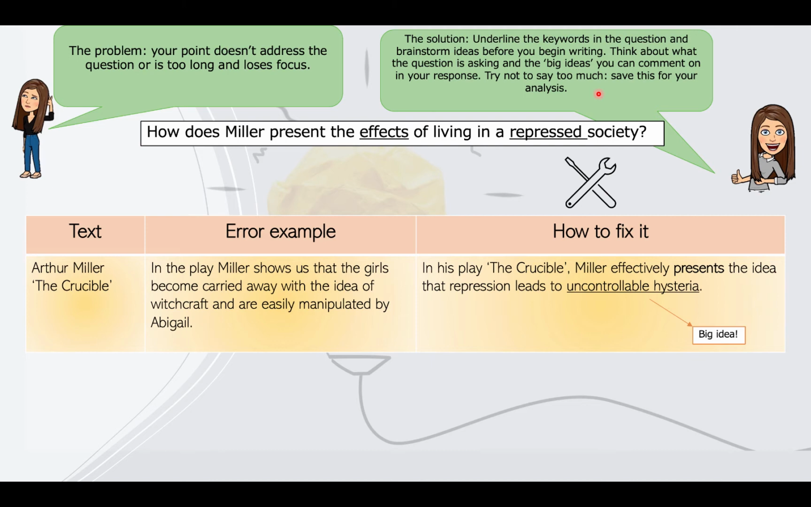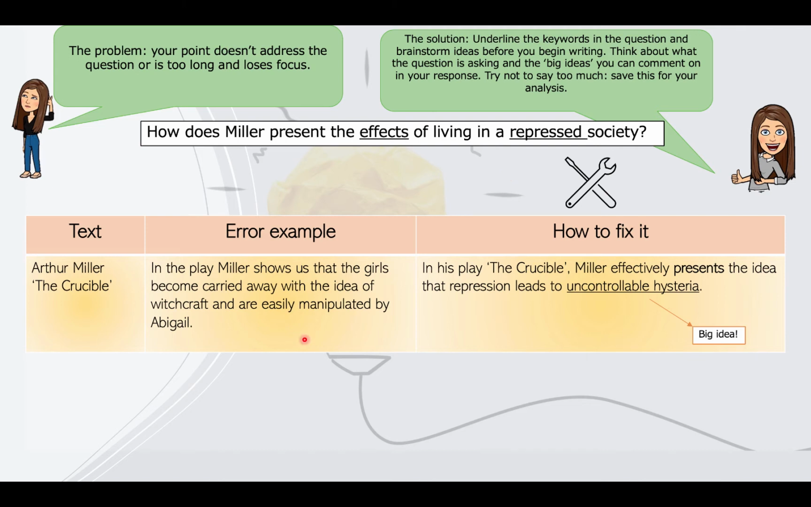So let's just have a look at our example, and this is from Arthur Miller's The Crucible. So the question that we're going to be looking at is, how does Miller present the effects of living in a repressed society? So I've done exactly what I've advised you to do here, and I've underlined the key words. So the effects of living in a repressed society. So I would initially start by brainstorming as many different effects of this as I can and how I can see this in the play.